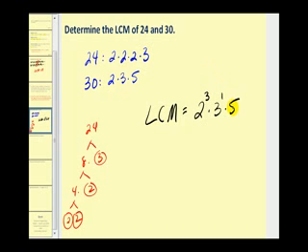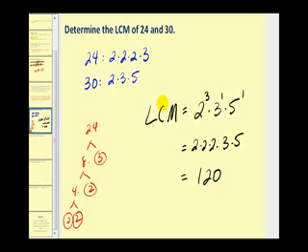And now we'll look at the factors of 5. It occurs 0 times here and 1 time here, so we need 1 factor of 5. This is how we build the least common multiple of 24 and 30. Now we can multiply this out. It should be 2 times 2 times 2 times 3 times 5, which is equal to 120. So the LCM of 24 and 30 is equal to 120.